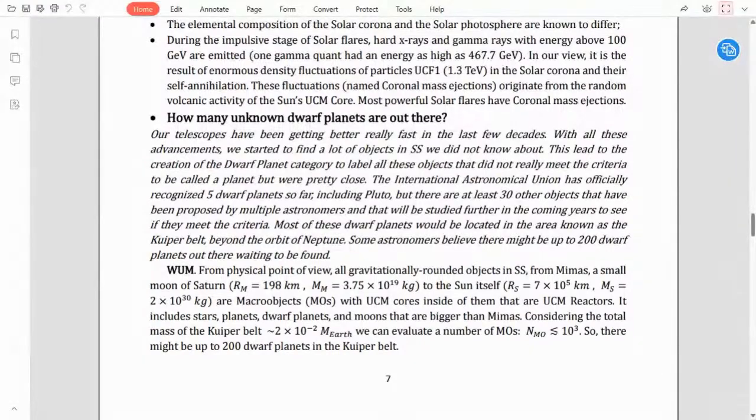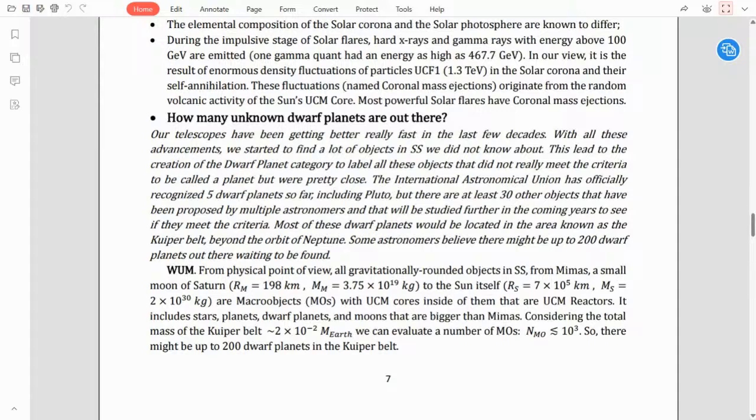The International Astronomical Union has officially recognized five dwarf planets so far, including Pluto, but there are at least 30 other objects that have been proposed by multiple astronomers that will be studied further in the coming years to see if they meet the criteria. Most of these dwarf planets would be located in the area known as the Kuiper belt, beyond the orbit of Neptune. Some astronomers believe there might be up to 200 dwarf planets out there waiting to be found.